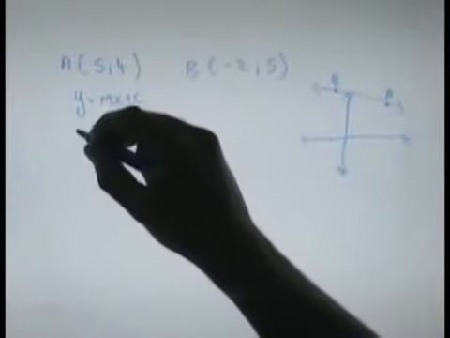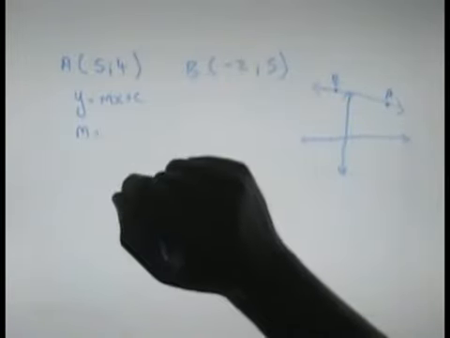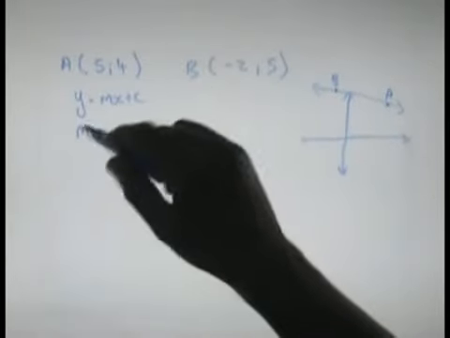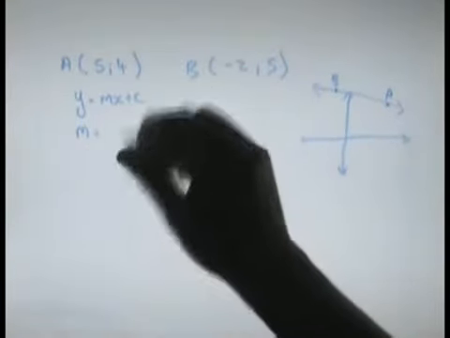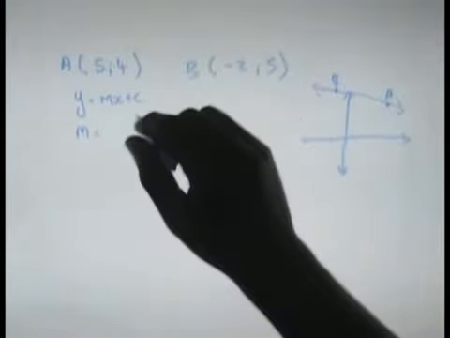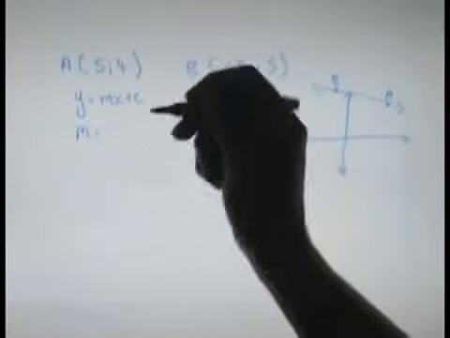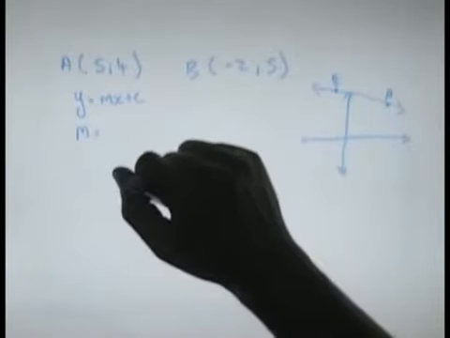The next thing I'm going to do is I'm going to get my m value. Now a golden rule about straight lines is that we are very concerned about the gradient. Obviously we're concerned about everything else, but the gradient is usually our starting point. The gradient tells us a lot about our graph.